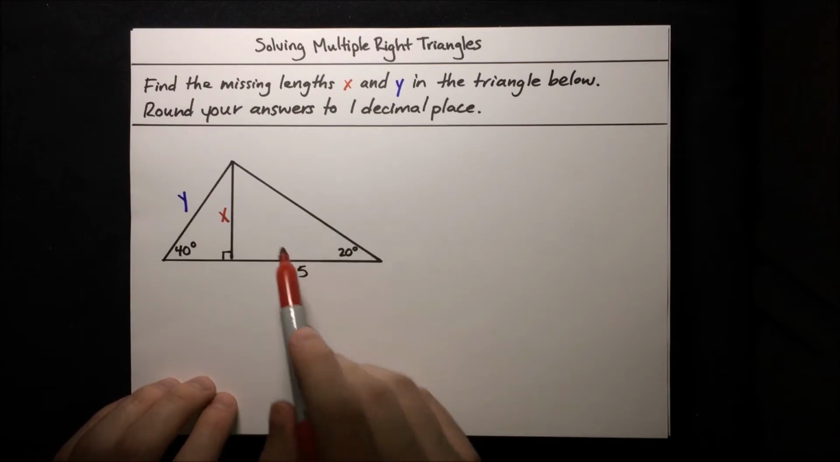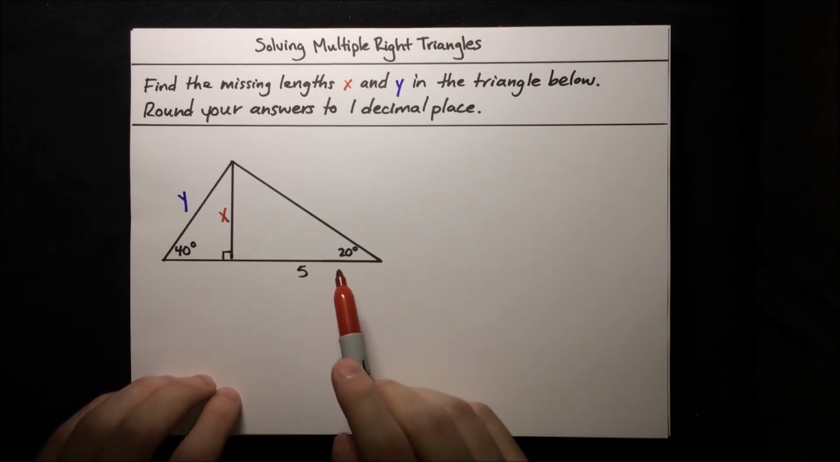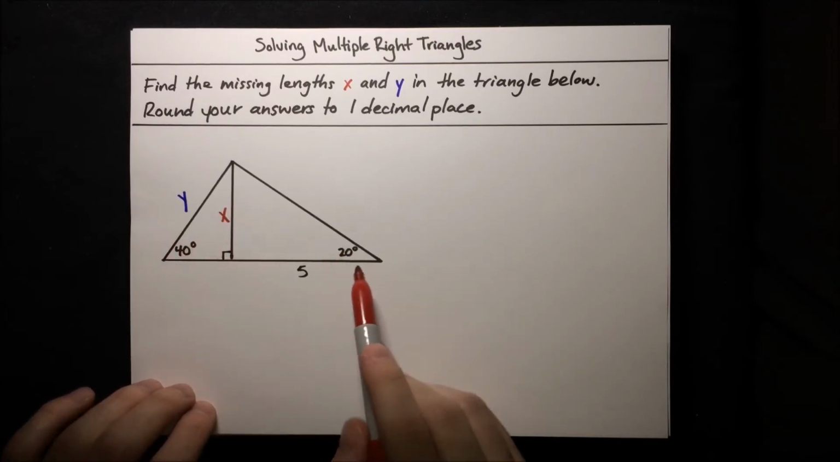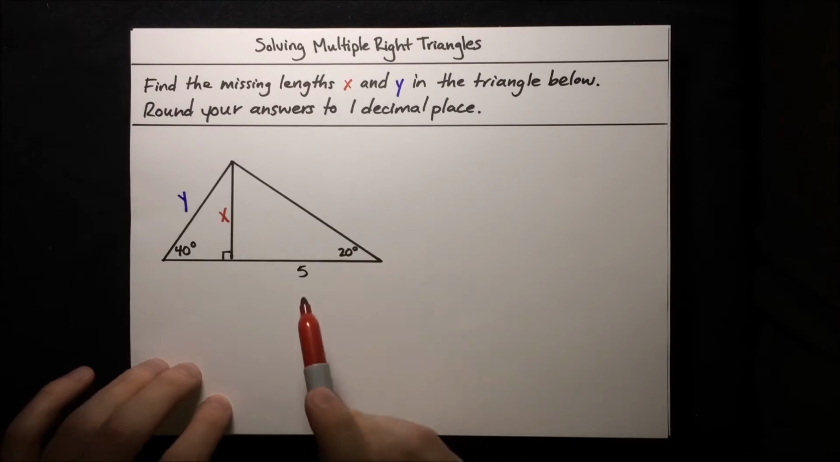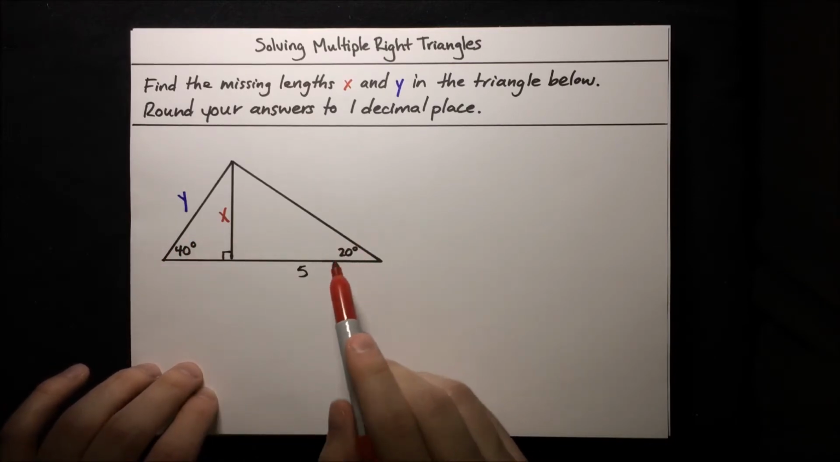Okay, so how do we take this diagram and pull out some equations that we can use to solve for x and y? Well, what triangle should we start with? We're given angle measure, so that's a good sign that we're going to be using trig ratios. But what triangle should we look at first? This one with a 40-degree angle or this one with a 20-degree angle?